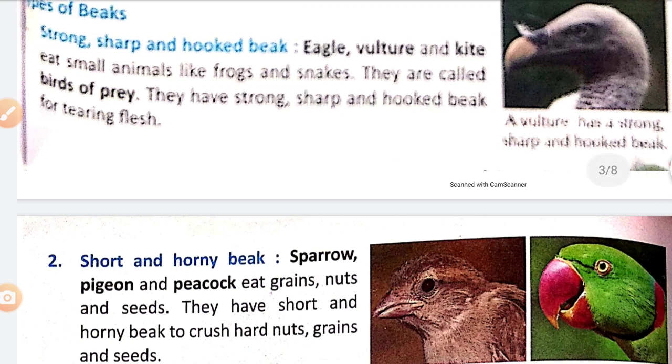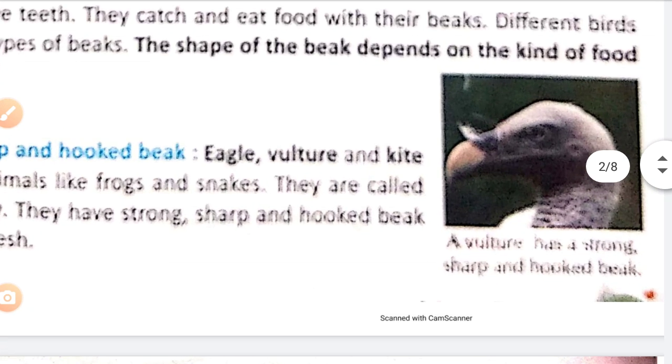Eagle, vulture and kite eat small animals like frogs and snakes. They are called birds of prey. They have a strong, sharp and hooked beak for tearing flesh. See, alongside one picture has been shown, that is a vulture. See how it has a strong, hooked and sharp beak.